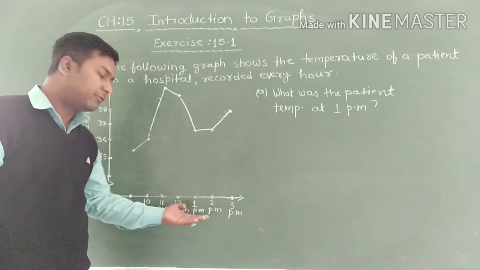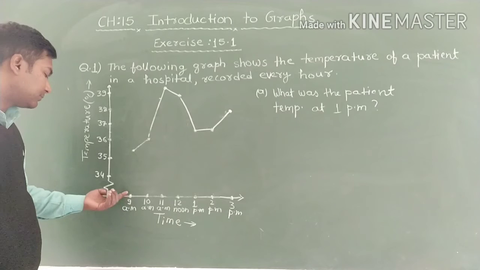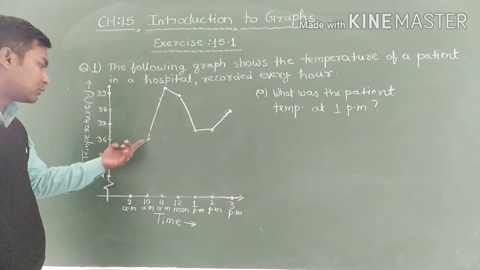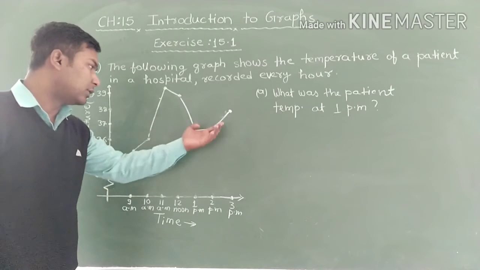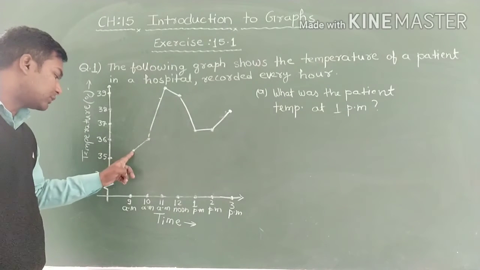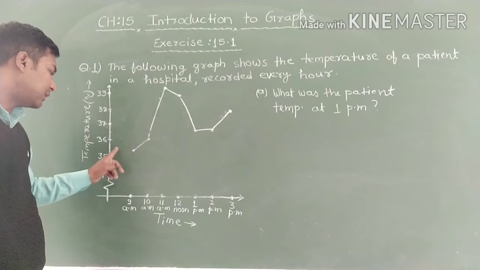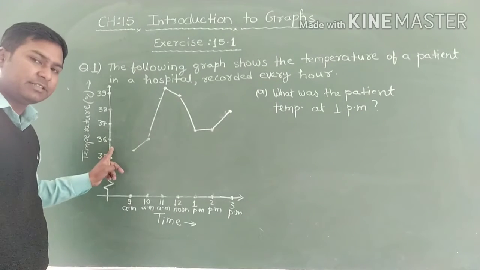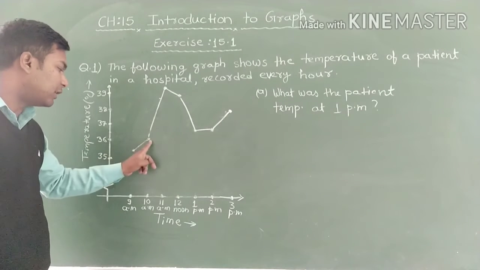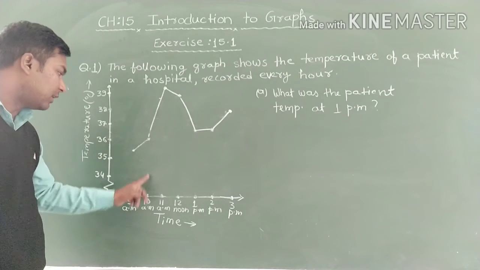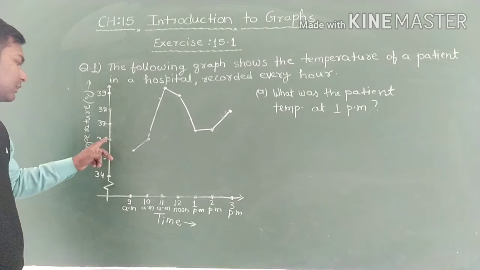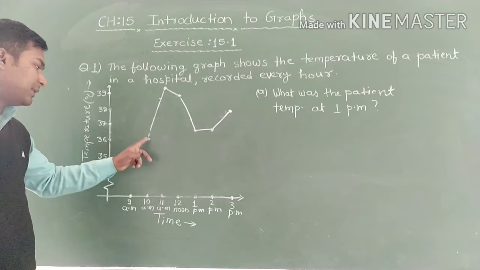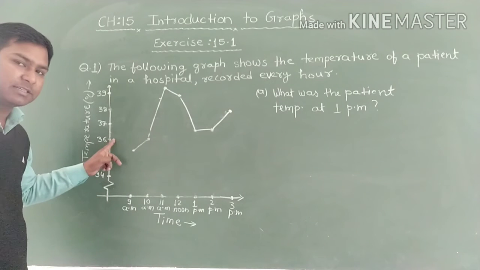So according to the graph, at 9 a.m. the point shows here. According to the graph, this point at 9 a.m. is 35.5 degrees Celsius. Okay. So at this point it is 10 a.m. and this will be 36 degrees Celsius. So at 10 a.m. the temperature of the patient will be 36 degrees Celsius.